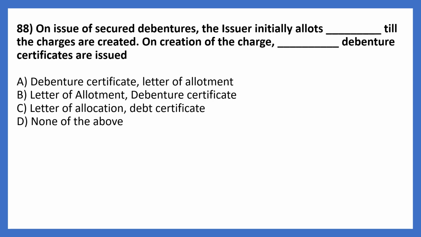On issue of secured debentures, the issuer initially allots till the charges are created. On creation of the charge, which debenture certificates are issued? Option A, debenture certificate, letter of allotment. Option B, letter of allotment, debenture certificate. Option C, letter of allocation, debt certificate. And option D, none of the above. The correct answer is option B, letter of allotment, debenture certificate.